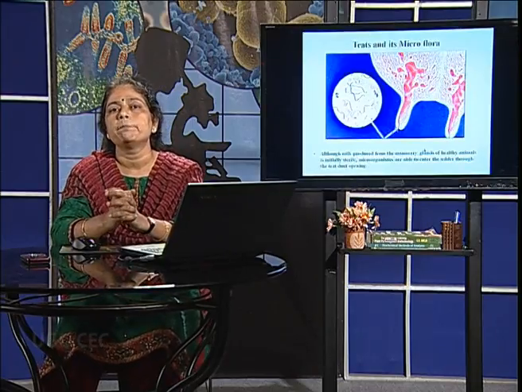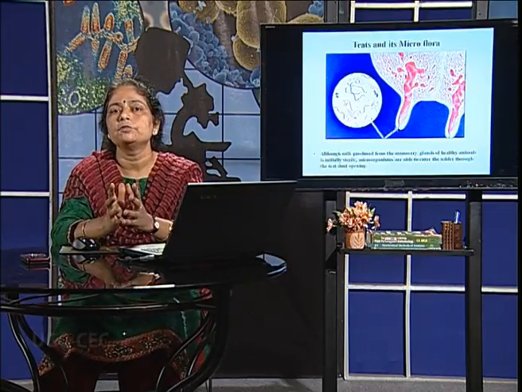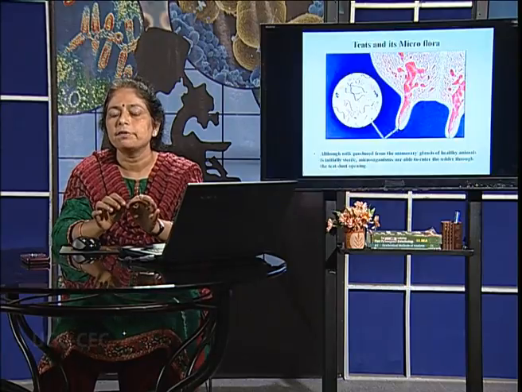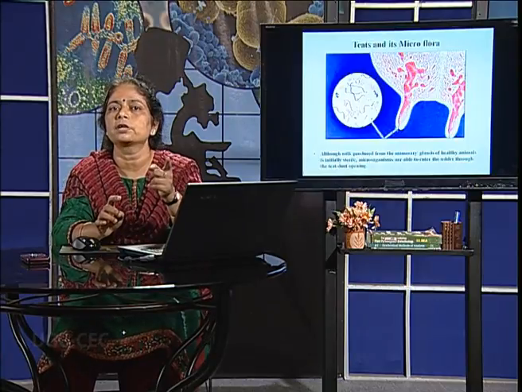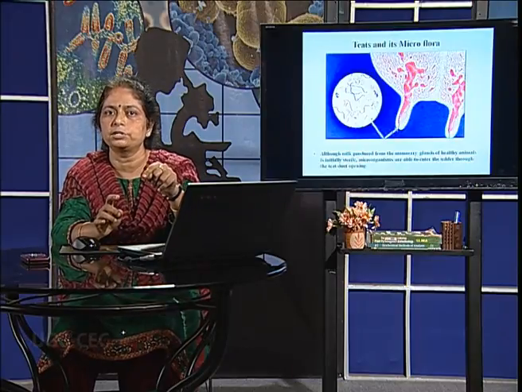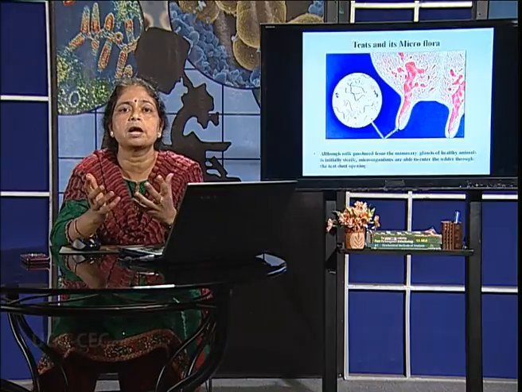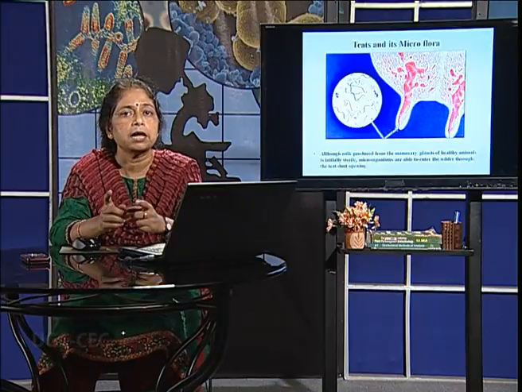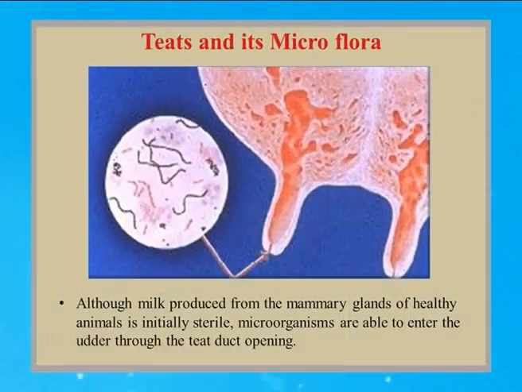Now, what about the composition of the microbes present in the milk? We have learned about microorganisms invading the tissue because they are coming from the intestine or because of physiological states and many other factors. Now, what about the microorganisms present in milk? Actually, the milk is produced from the mammary glands. Although we say that the milk produced in the mammary glands of a healthy animal is initially sterile, it can be infected because microorganisms are able to pass inside the udder through the teats.